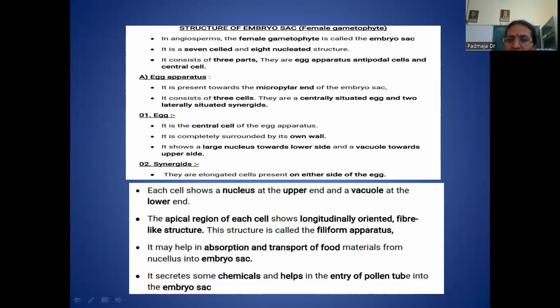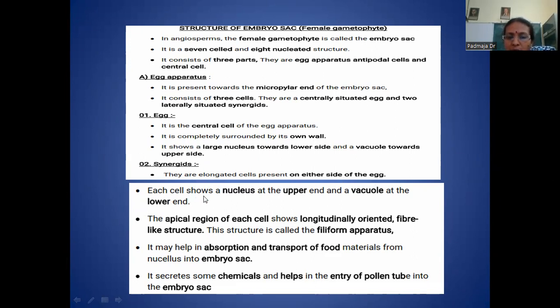These synergids have a finger-like filiform apparatus, which is helpful for directing the pollen tube to enter the embryo sac and releasing the male gametes. And the egg is called the female gamete. It is the central cell of the egg apparatus. It is completely surrounded by its own wall. And on either side of the egg, there are synergids, which are elongated cells.